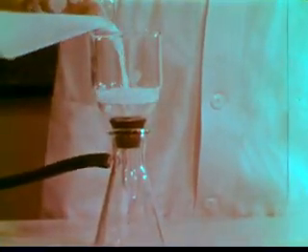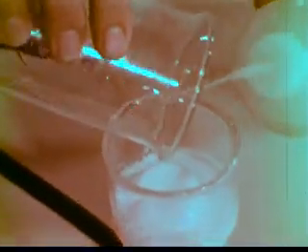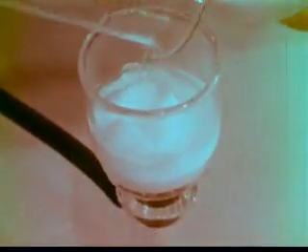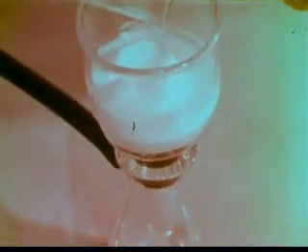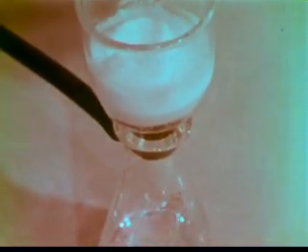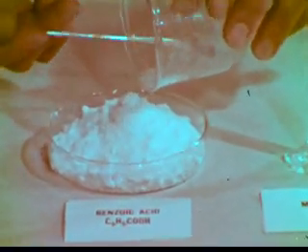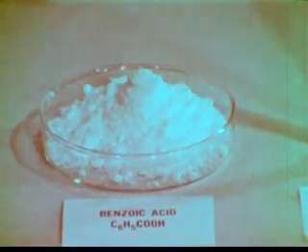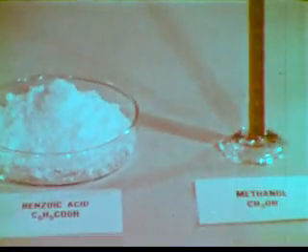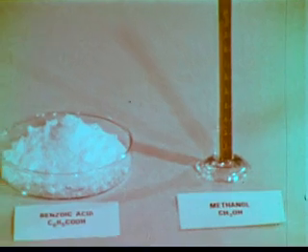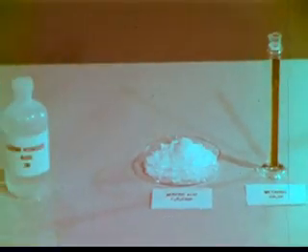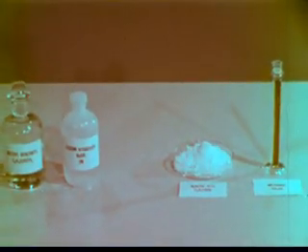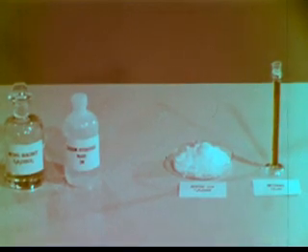The benzoic acid is filtered from the solution. We wash the benzoic acid to free it from excess solution. Quantitative measurements of the dry benzoic acid and the methanol show that 1 mole of benzoic acid and 1 mole of methanol are formed when 1 mole of methyl benzoate reacts.